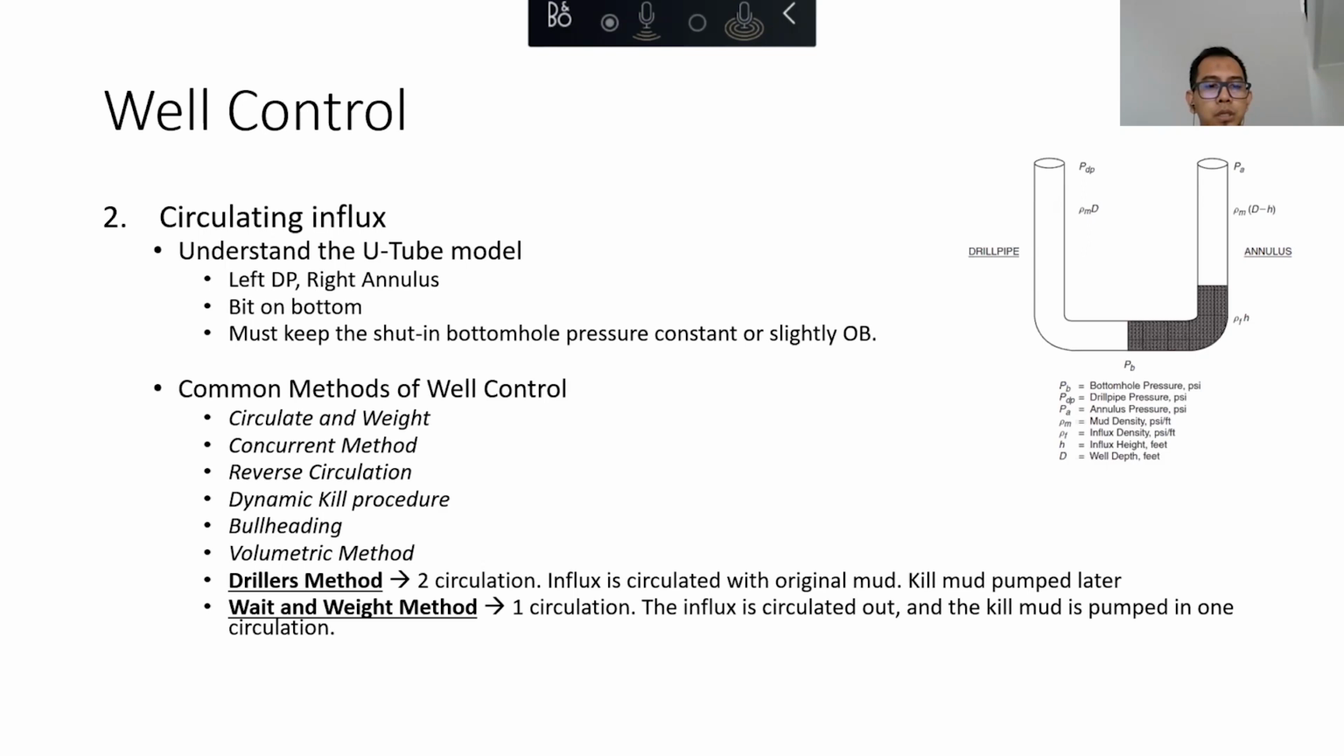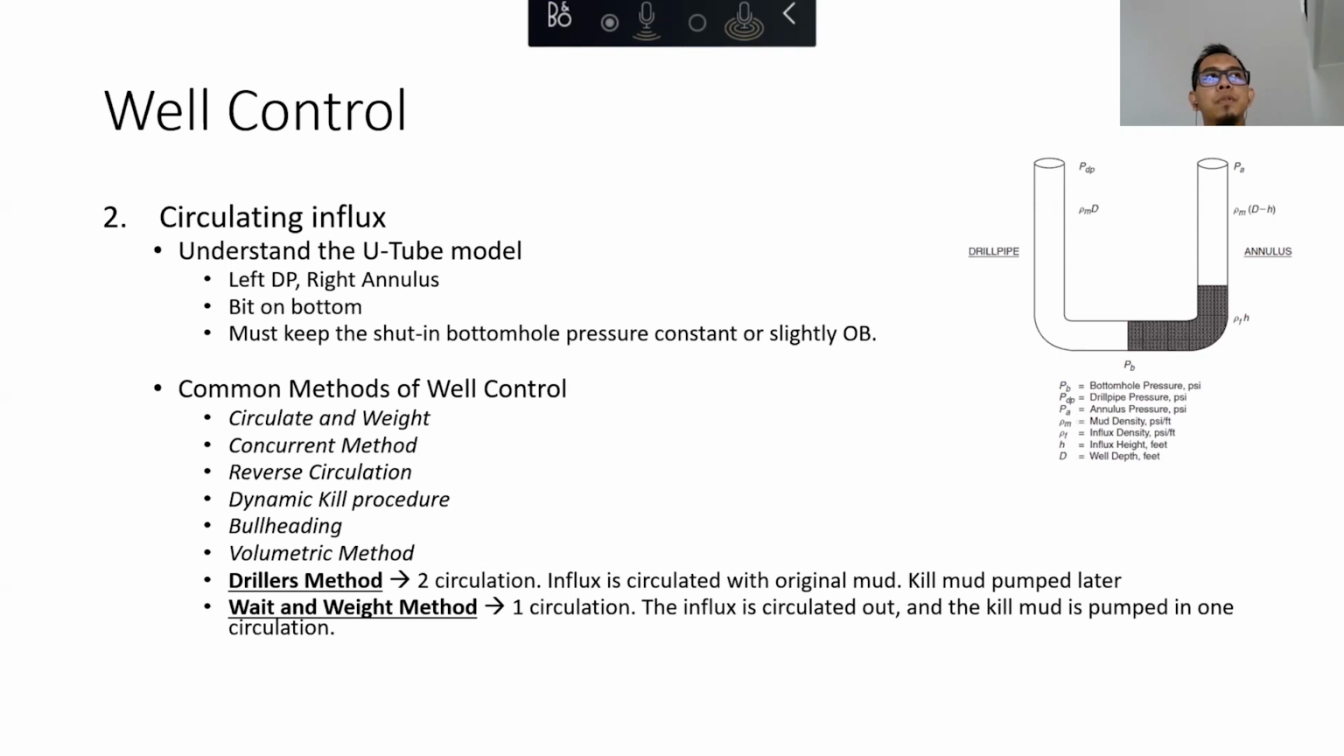The difference between driller's method and wait and weight method is that in the driller's method, there will be 2 circulations. Once you have the influx, the first is you need to circulate the influx out with the old mud. And then the second is to pump in the kill mud without inducing additional influx into the wellbore until the kill mud is fully displaced into the wellbore.